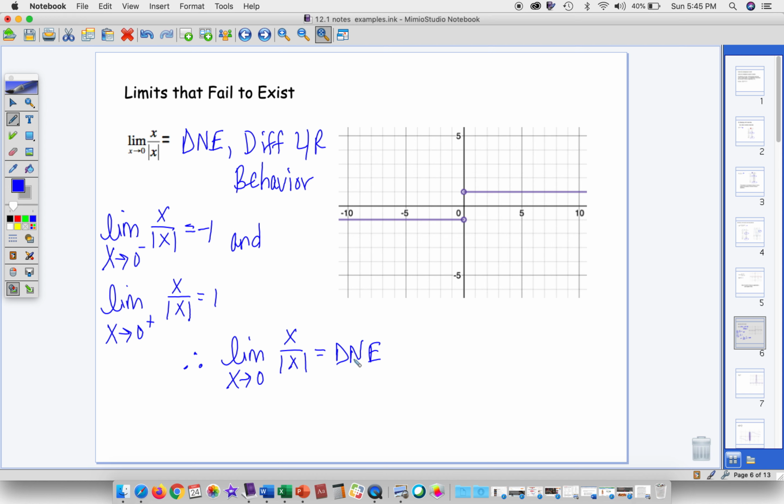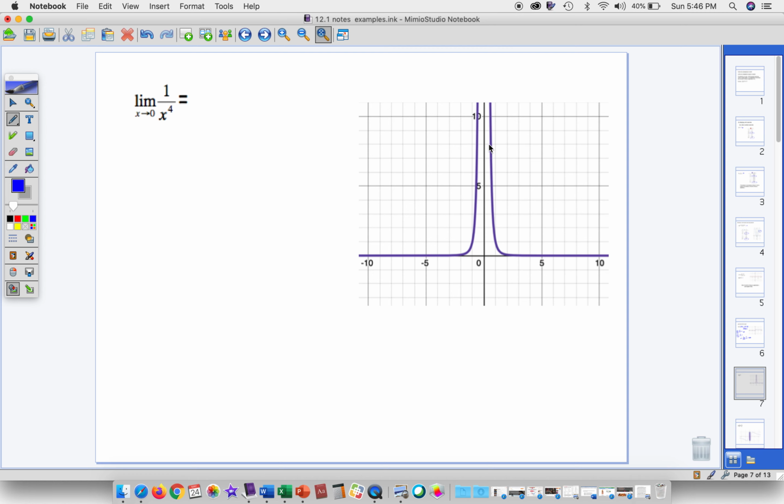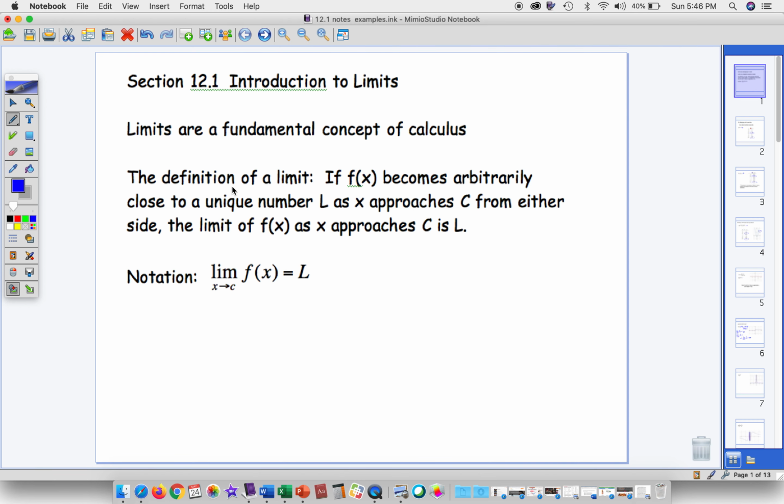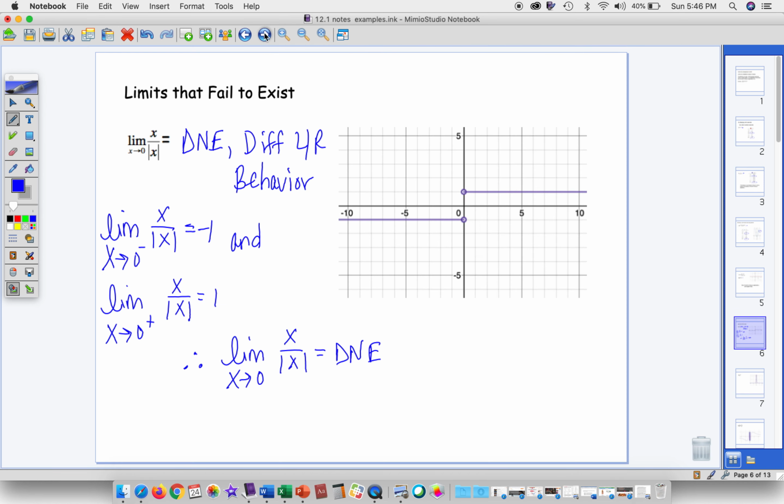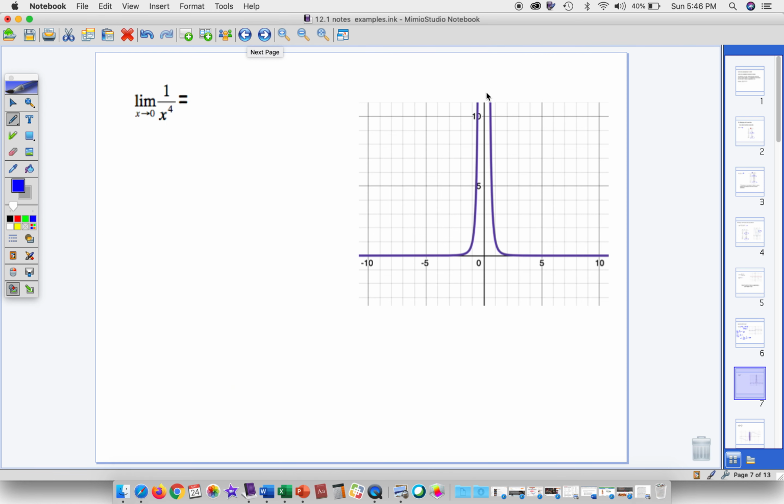When we look at the graph of 1 over x to the 4th, as x approaches 0 from the left, our y values are getting larger and larger. And the same thing from the right, they're getting larger and larger, approaching infinity. Remember, we defined the limit as a number. Later it will be redefined, but for now, we're defining it as a number. If our y values are approaching infinity, infinity is not a number. So here again, this limit does not exist, and the reason is because the graph is unbounded. So we can just say does not exist, unbounded.